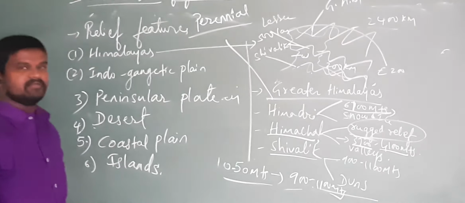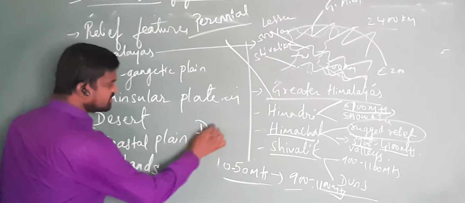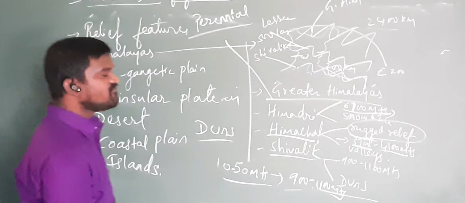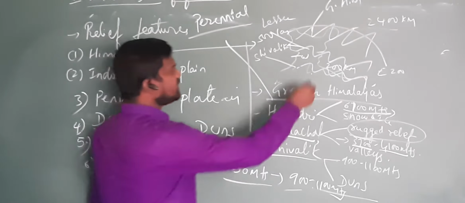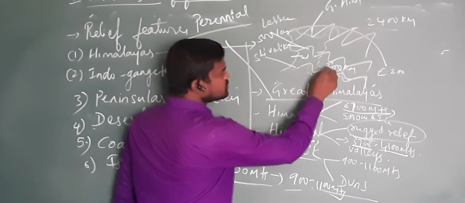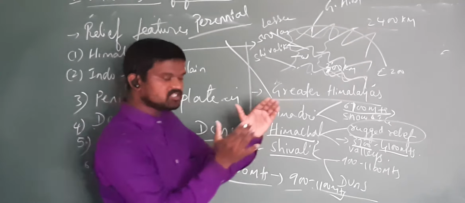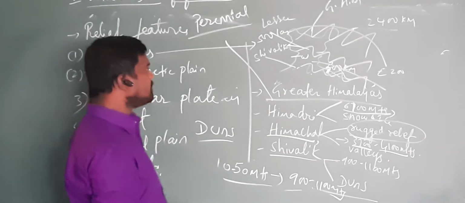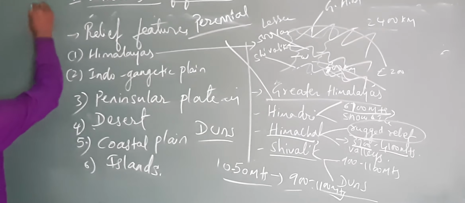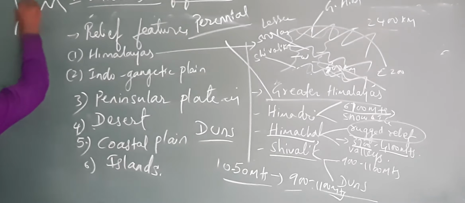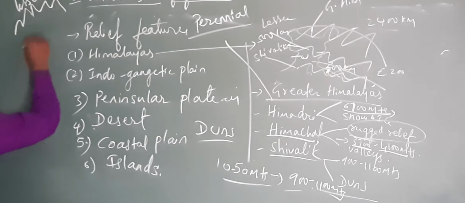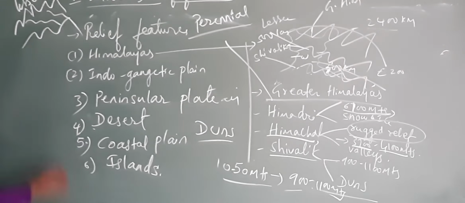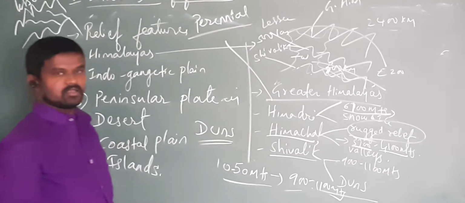In the Shivalik, we can find the features of dunes. What do you mean by dunes? Dunes means the valleys which flow from the Lesser Himalayas to Shivalik. In between the Lesser Himalayas and Shivalik, the valleys which flow are called dunes.